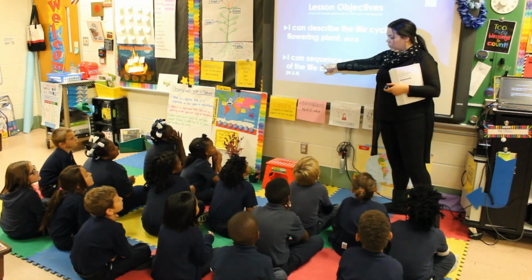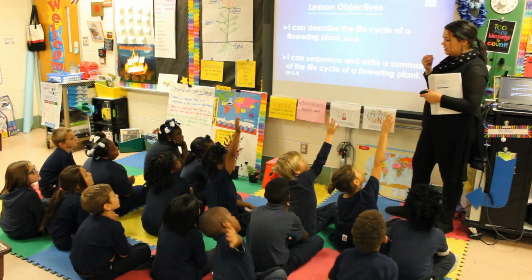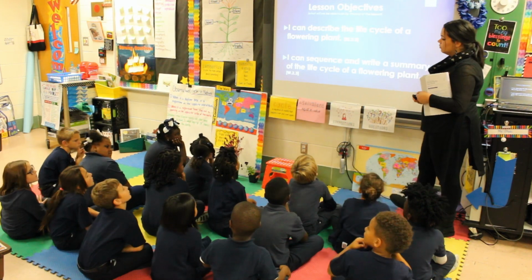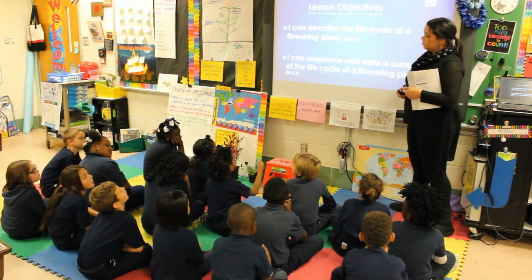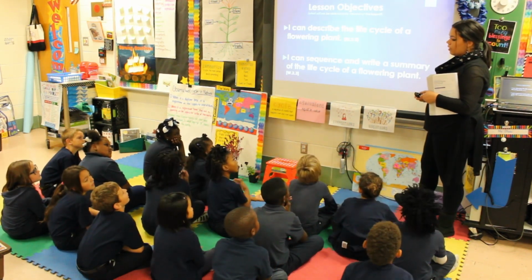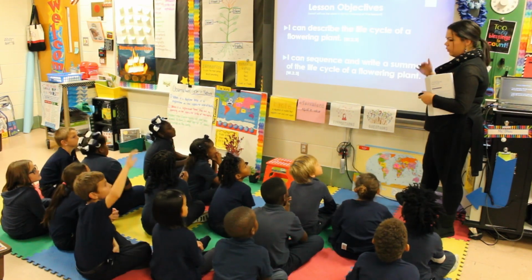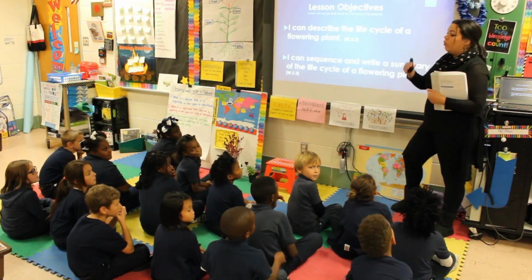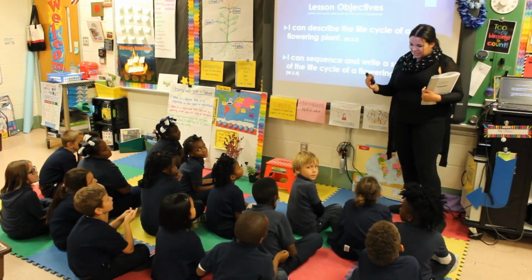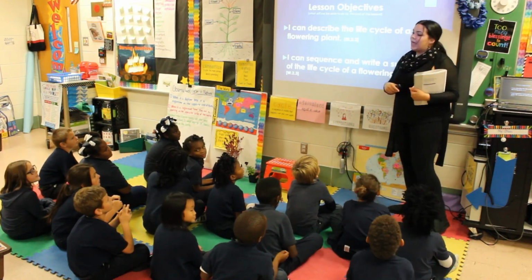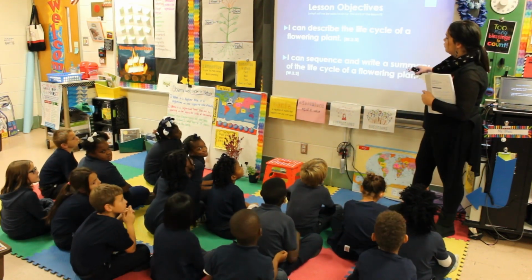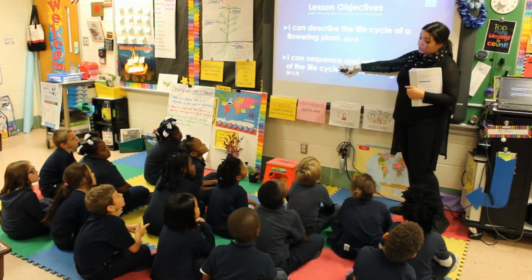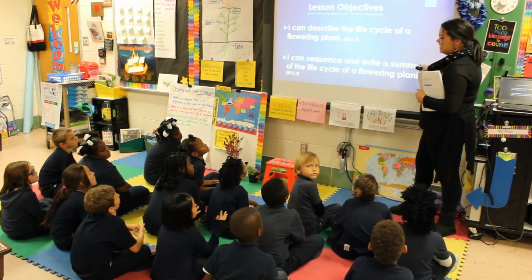Let's look at this word sequence. I wonder what the word sequence means. Chloe? Sequence means like first, next, then last, or finally. What are you going to use those words for? Why do we use those words? Something in order. Boom, there we go. Sequence means to put details in order. Absolutely. So that's what we're going to be doing today with the life cycle of a plant. We're going to be sequencing it, putting it in order, and then we're going to write a summary.